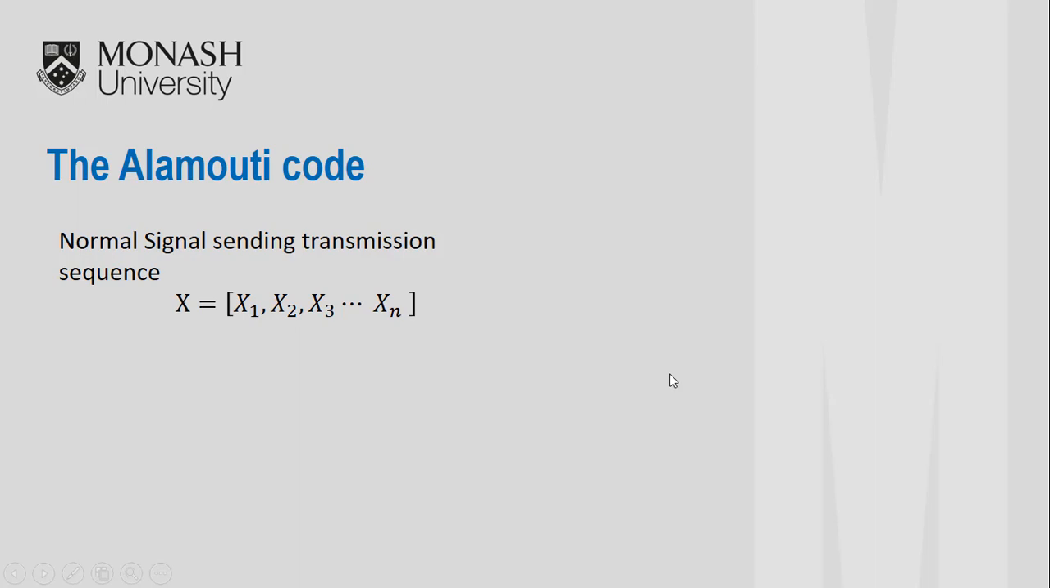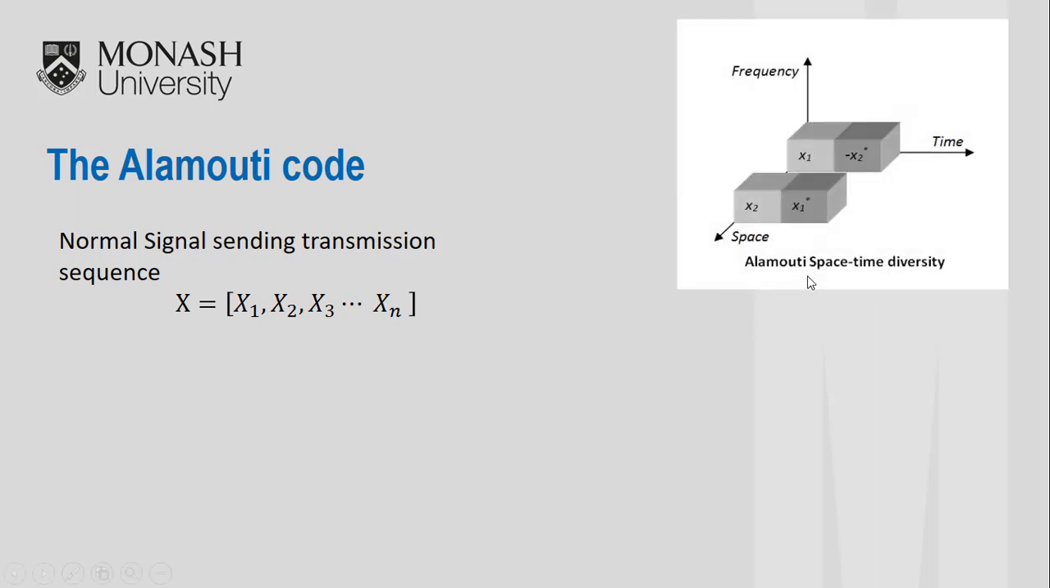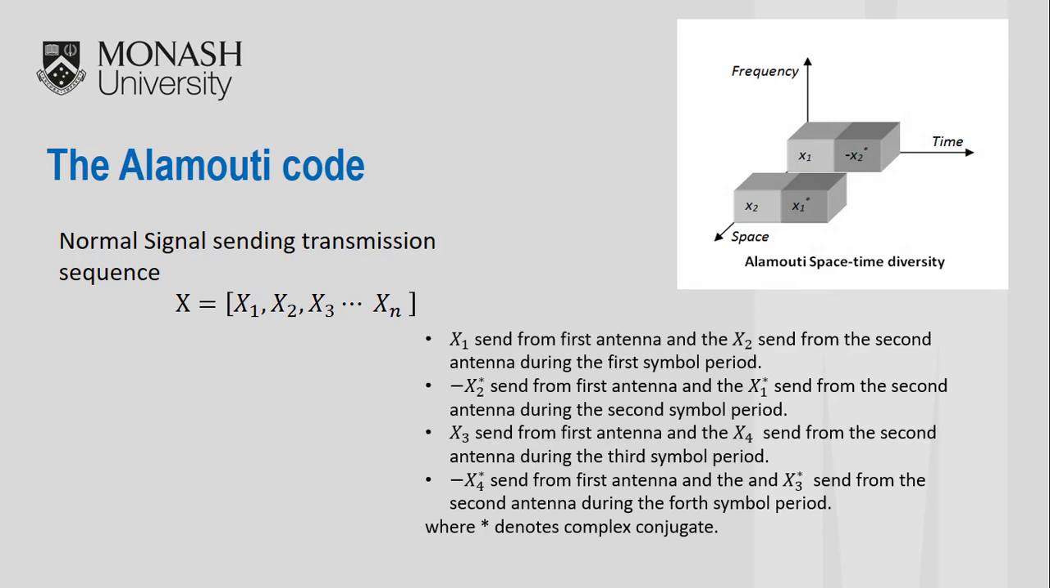Now, let's look at the Alamouti code. Normally, the signal transmission sequence is like this, where x1 is the symbol sent at the first time slot and x2 at the second time slot. However, in our system, we have two transmitter antennas, so look at this figure. At the first time slot, x1 is sent from the first antenna and x2 is sent from the second antenna. At the second time slot, the negative complex conjugate of x2 is sent from the first antenna, and the complex conjugate of x1 is sent from the second antenna. Therefore, you can get the codeword of the Alamouti code like this.